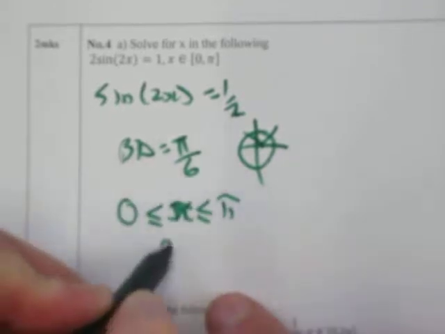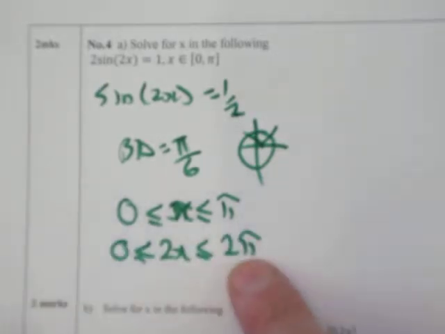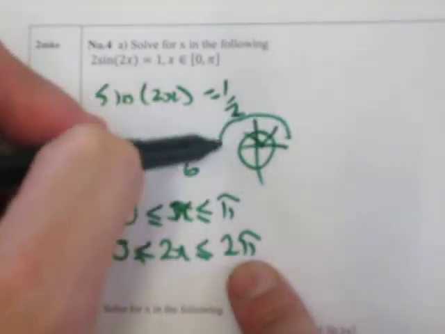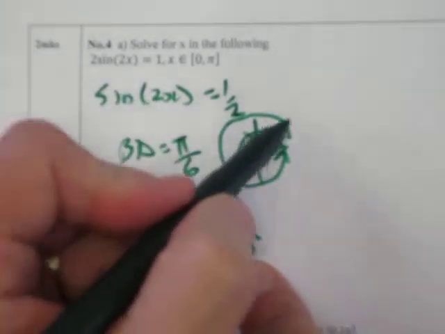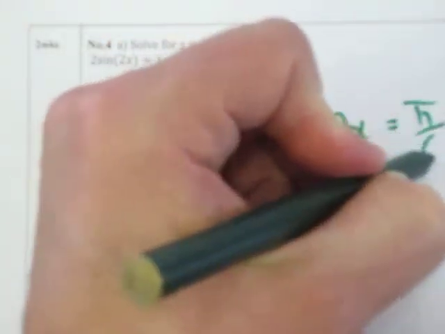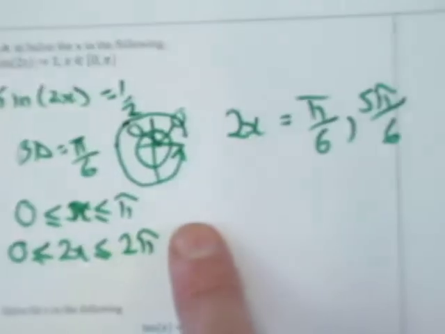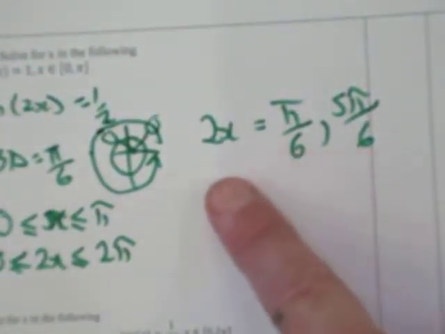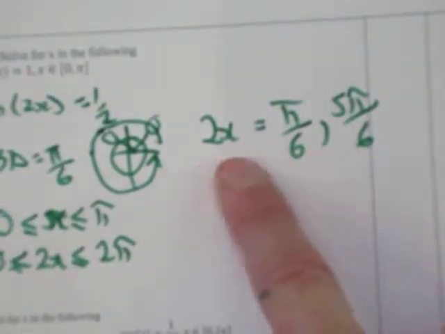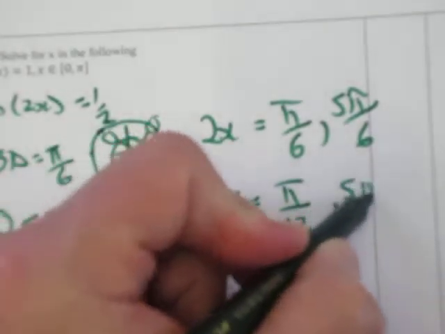So we can write it like that, x from 0 to pi, and we're replacing it with the pretend domain of 2x, which becomes 0 to 2 pi. So really you're just going around your circle one whole lap. When you go around your circle one whole lap, you hit it here and here. This value here is just your basic angle, which is pi on 6. I'm just going to say 2x is pi on 6, and the other one is going to be pi minus pi on 6, which is 5 pi on 6. So they're the values for this angle, but we want to work out x, so x is just pi on 12 and 5 pi on 12.